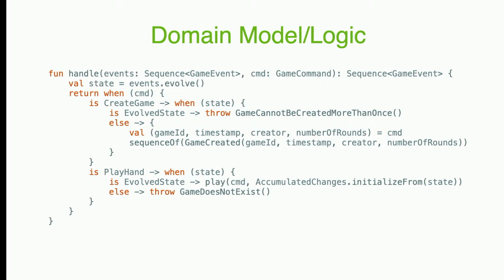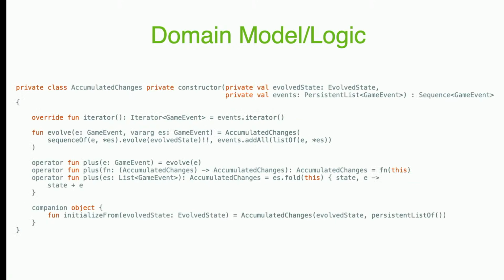So it's a little bit more interesting, maybe, here in play hand. Here I've done something called accumulated changes, and I call an internal private method with the command again, and then some accumulated changes. And what is this? Well, this is just a glorified tuple. This is just something that I use internally to collect all the new events, and I will show you soon how it's used. So it takes the state as it is right now, and then it collects new events. Essentially a glorified tuple. I could have just created extension functions on tuple, on pair as they call it in Kotlin, if I wanted to.